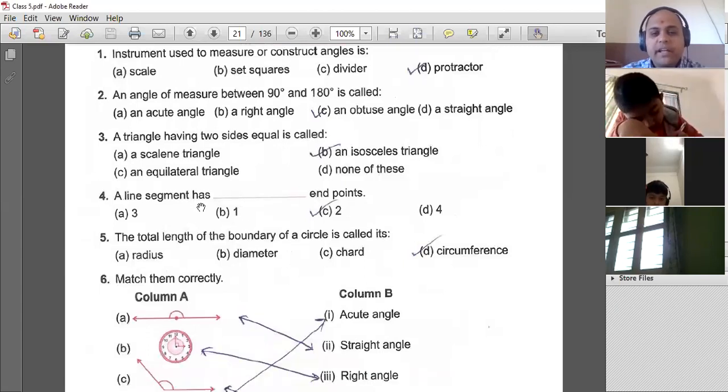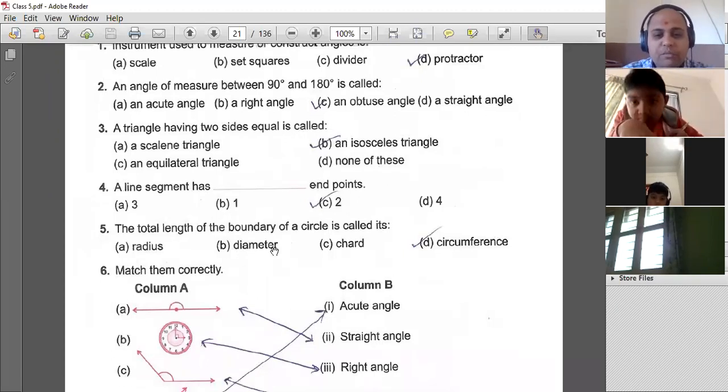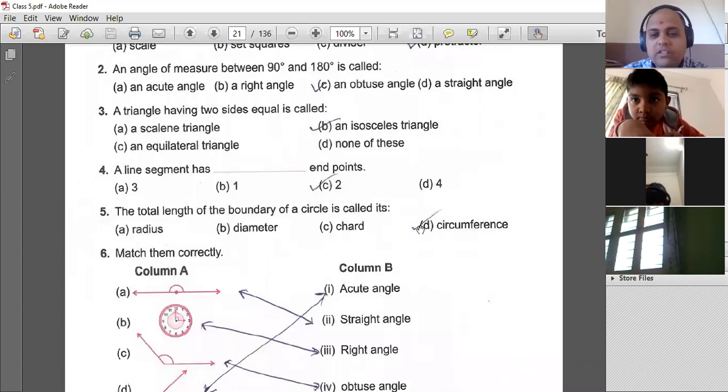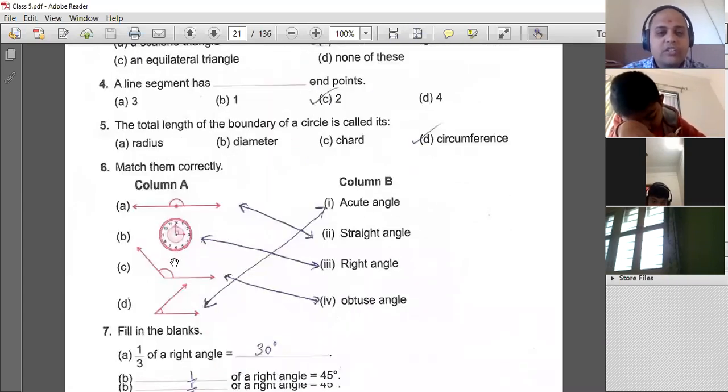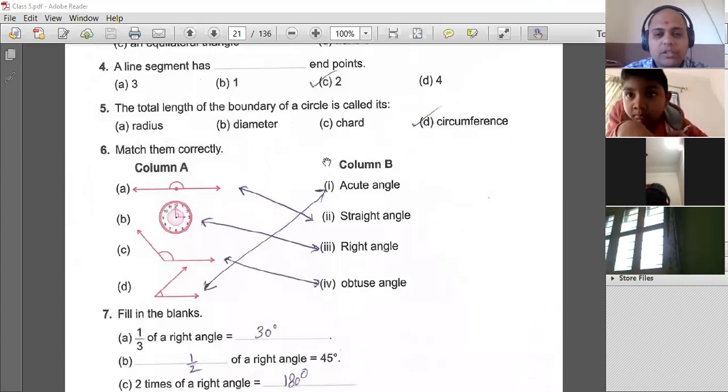A line segment has how many endpoints? A line segment has two endpoints. Yes, the total length of the boundary of a circle is called its circumference. Okay, match the columns, come on, it's a straight angle.